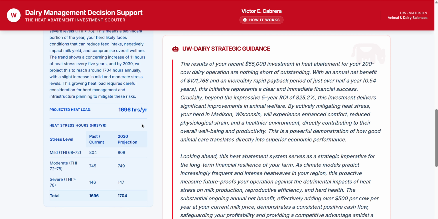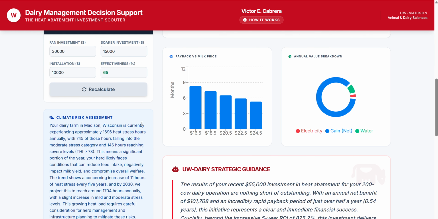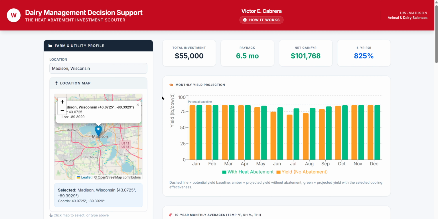At the top of the results area, 4 summary cards display key financial metrics. Total investment shows the combined capital cost. Payback shows how many months it takes for the cooling system to pay for itself through recovered milk revenue and reduced losses. Net gain per year shows the annual financial benefit after subtracting operating costs. And 5-year ROI shows the total return on investment over a 5-year period as a percentage.